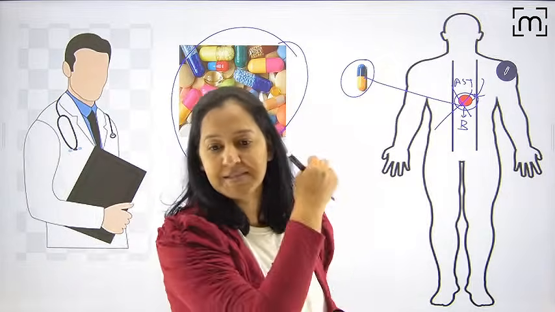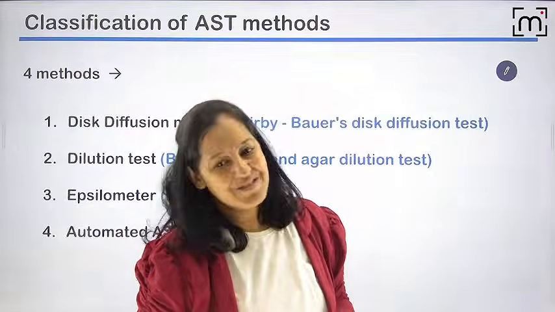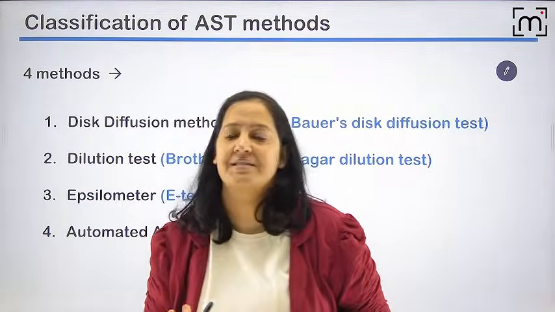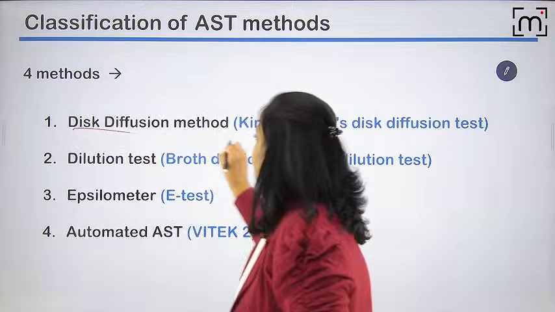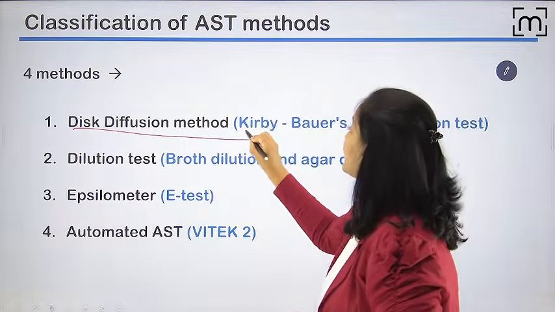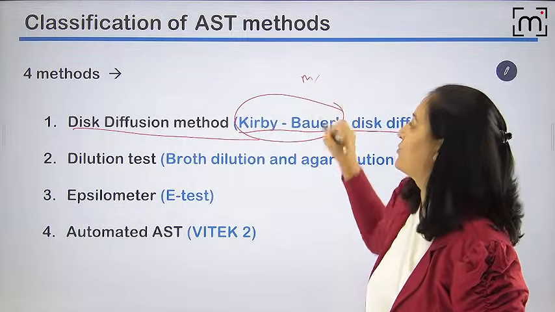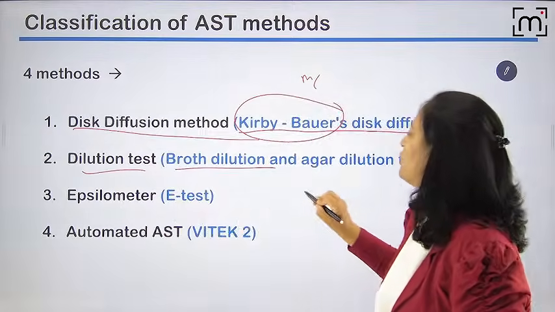First you understand the importance, then you will understand the mechanism and types and everything. So there are 4 types of antimicrobial susceptibility test. They are in front of you. The first is the diffusion method, also known as the Kirby-Bauer diffusion method. This is most commonly used. I will explain. Second is the dilution method, also known as the growth dilution method.